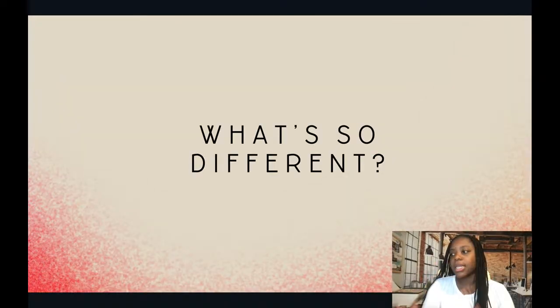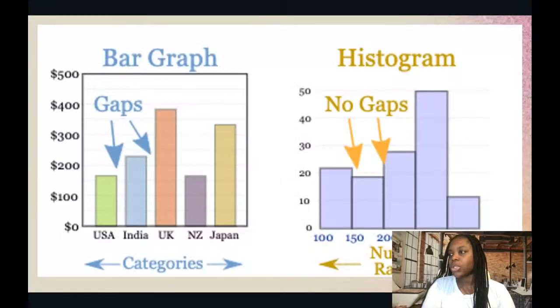So what is the difference, right? Let's go, here are the differences. One of the differences is that in a bar graph, you are going to see gaps in between the individual bars. And this screenshot shows that here. USA, India, UK, there are spaces in between all of these different bars. When you look at this histogram, you'll see that there are no gaps in between them. That's a unique trait of a histogram.